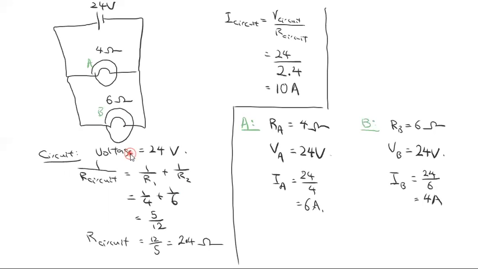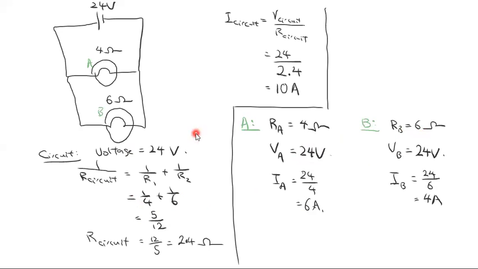So the voltage is 24 across the circuit, it's 24 across A, it's 24 across B. So the voltage across all components is equal in parallel. Well, the resistance, we worked it out using the numbers. So the resistance of the circuit is 5/12, the resistance of A is 4, the resistance of B is 6. And so they match this formula, because we worked it out that way.